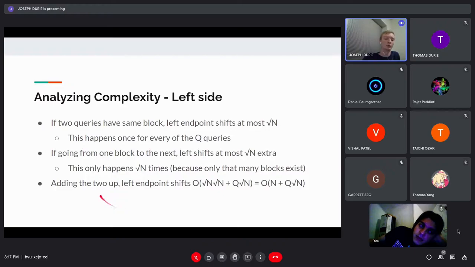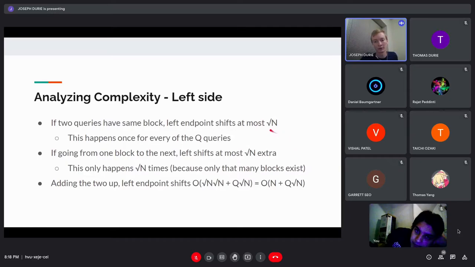And so the total number of times we're shifting the left endpoint is q times square root n for this part plus square root n times square root n for this part. So the total number of times we're shifting it is O of n plus q square root n, where q is our number of queries. Questions on this? Okay, so that is the left endpoint.